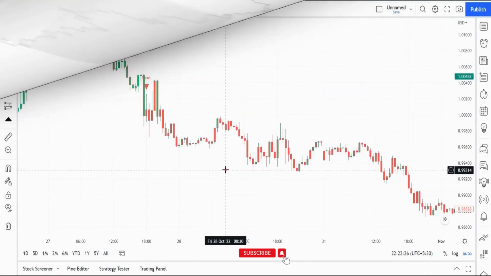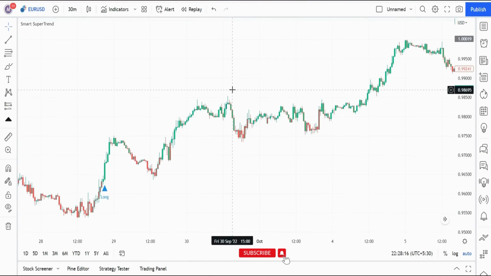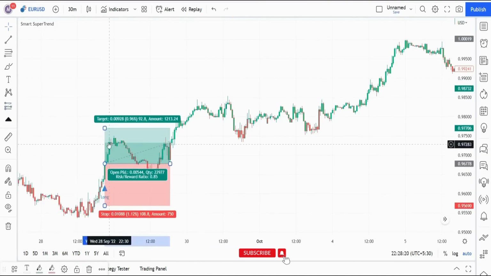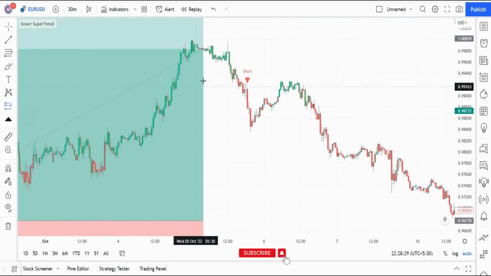Let's get into the next signal. As you see, this indicator's signals are super accurate and profitable. Let's get into the next one. Check out this signal, 6% profit. But this signal, which is absolutely great.